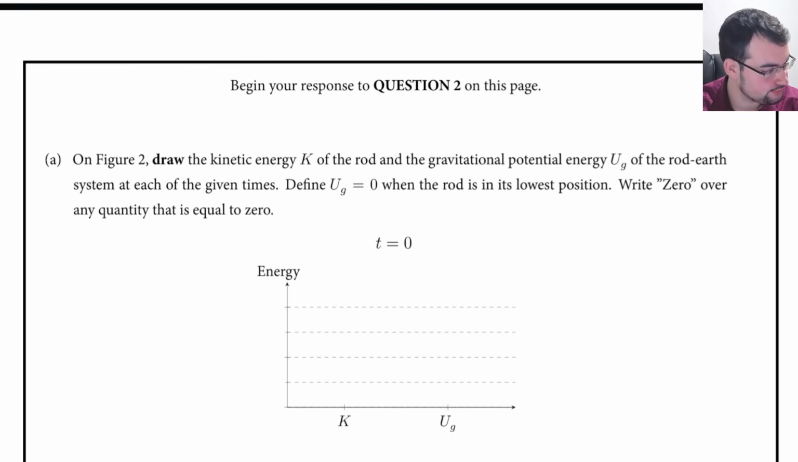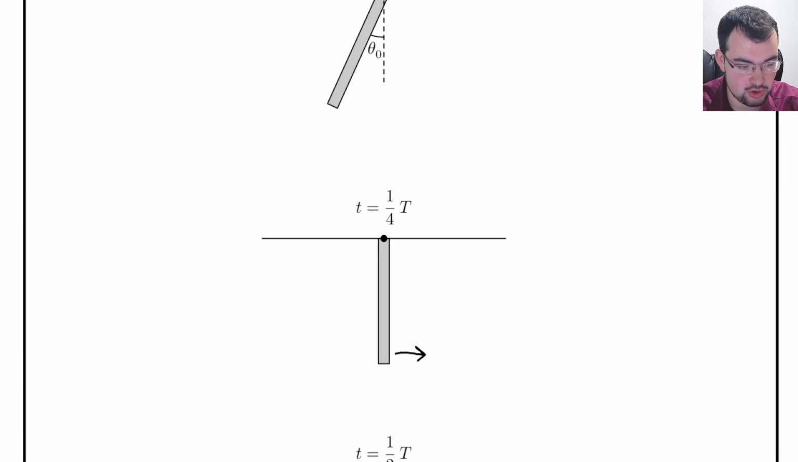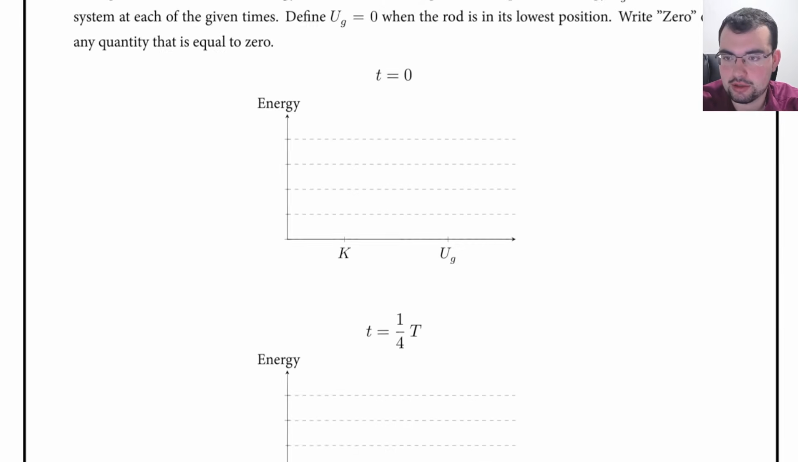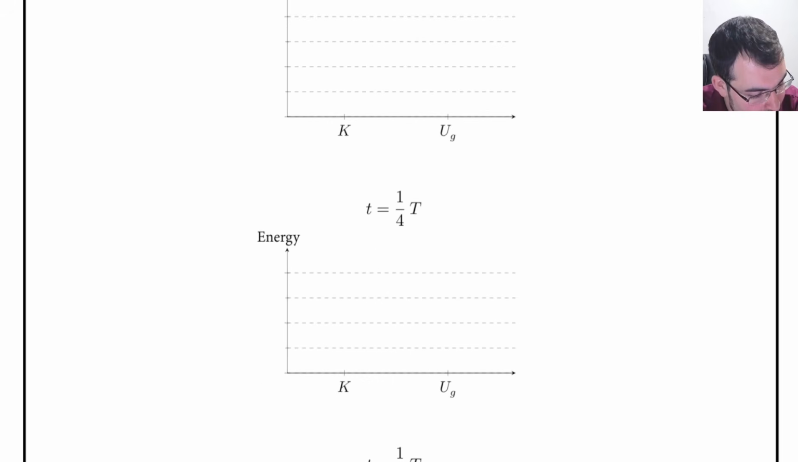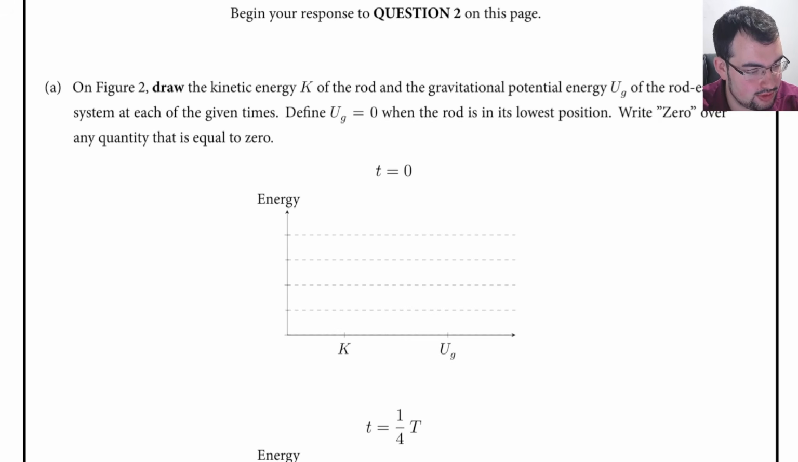All right, this is really straightforward here. We're saying define UG equals 0 when the rod is in its lowest position. So we're defining UG equals 0 at this quarter T because the rod is in its lowest position. And then we're just going to draw our bars. Well, at t equals 0, the rod is not moving, so it does not have kinetic energy, which means that all of our energy is budgeted in gravitational. Now, it doesn't matter how many bars you draw, right?